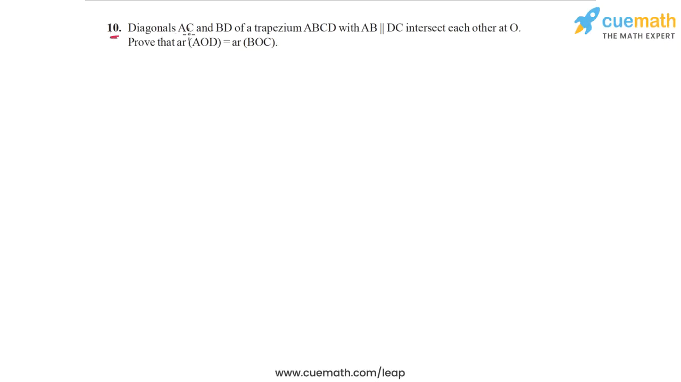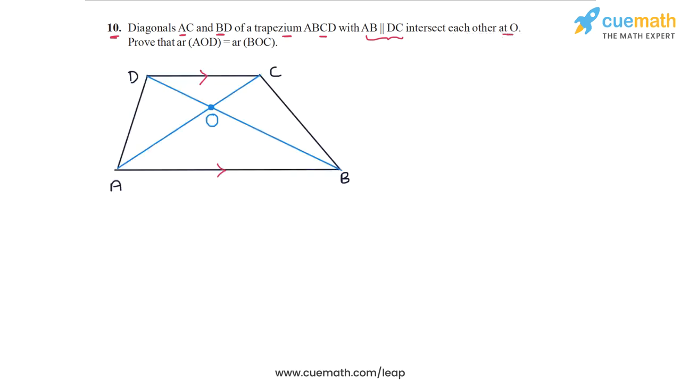Question 10 says that the diagonals AC and BD of a trapezium ABCD with AB parallel to DC intersect each other at O. So here's a figure I've drawn for you, a trapezium ABCD in which AB is parallel to DC, and the diagonals AC and BD intersect each other at O. We have to prove that the area of triangle AOD is equal to the area of triangle BOC.